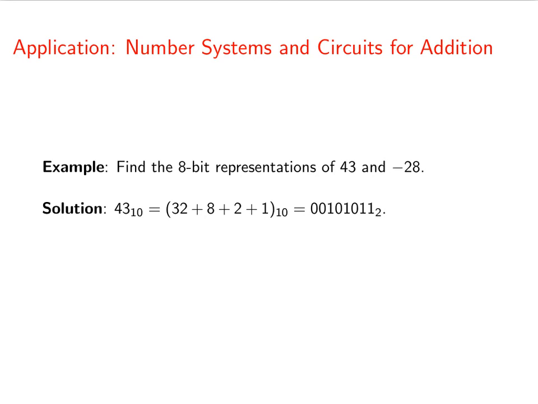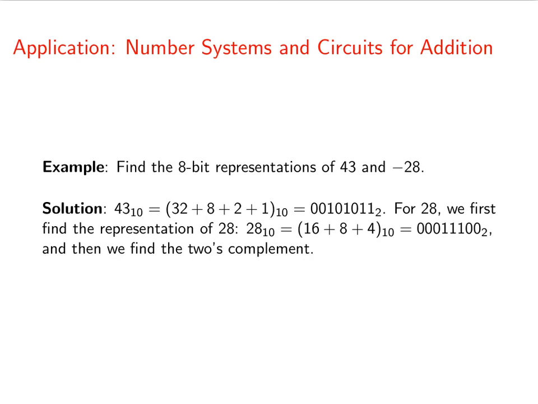So just as an example, let's find 8-bit representations of 43 and -28. Now 43 is easy. We just follow the ordinary method of doing things. We write it in binary by finding powers of 2 that add up to 43. So for -28, we're first going to find the representation of 28, and that's going to be 00011100. Okay, so you should convince yourself that 28 can be written this way, and then the next thing we do is we find the 2's complement.